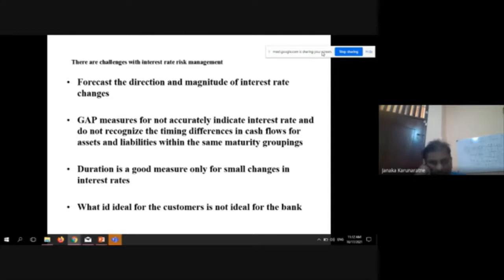But you need to look at the timing differences as well. Duration is a good measure for small changes in interest rate, but you need to make adjustments for convexity. We discussed this.